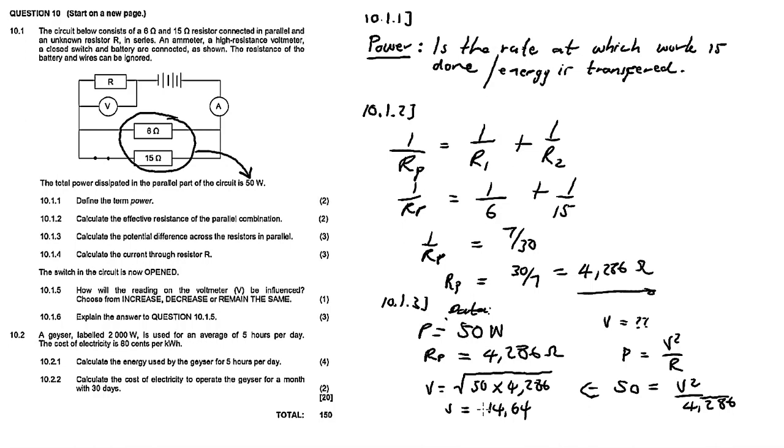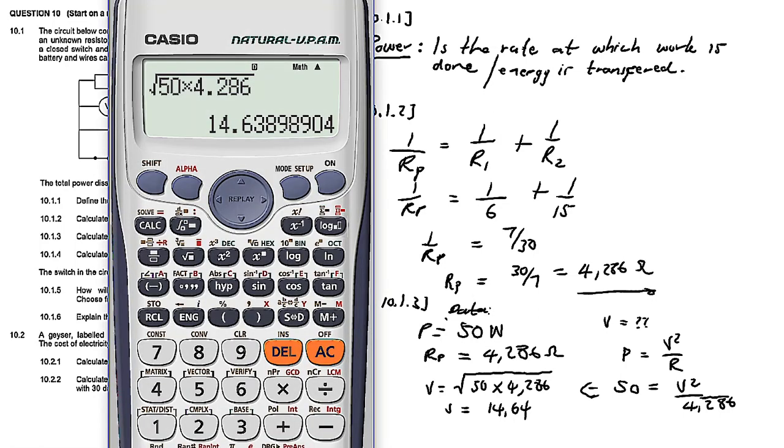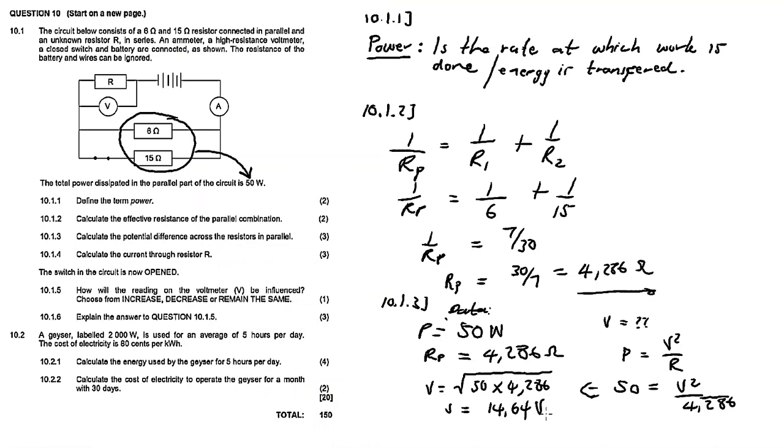14,64. So that's our answer for this one. So how about C round off? 14,64 volts. This is our final answer.